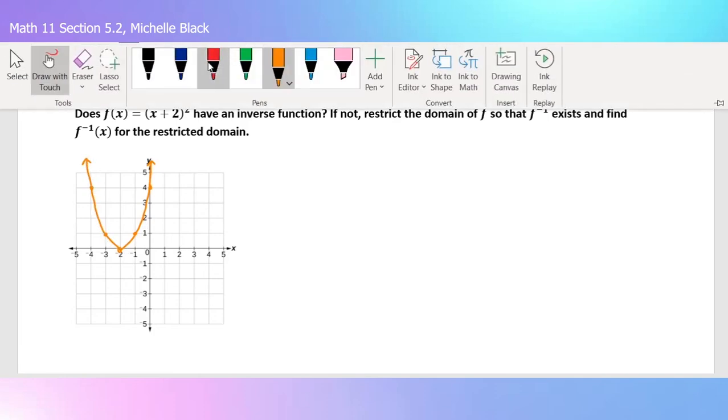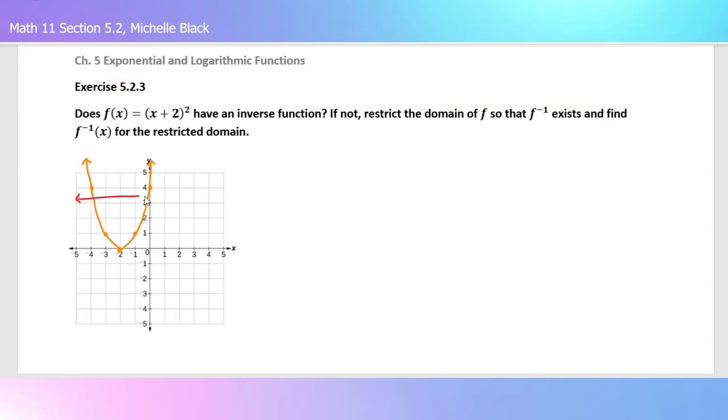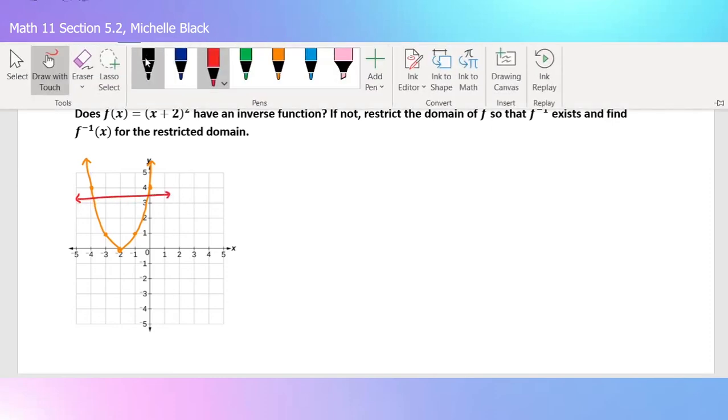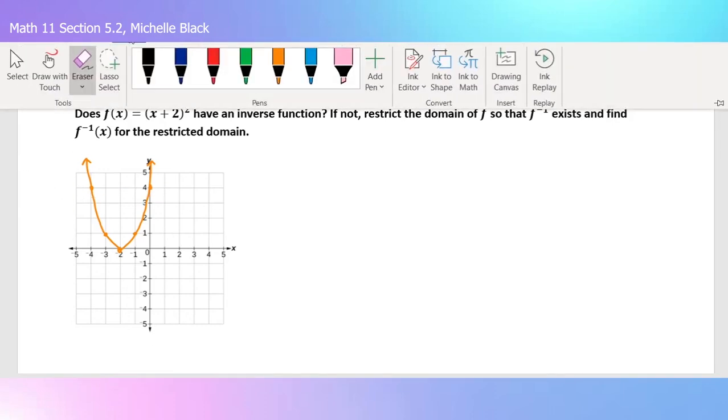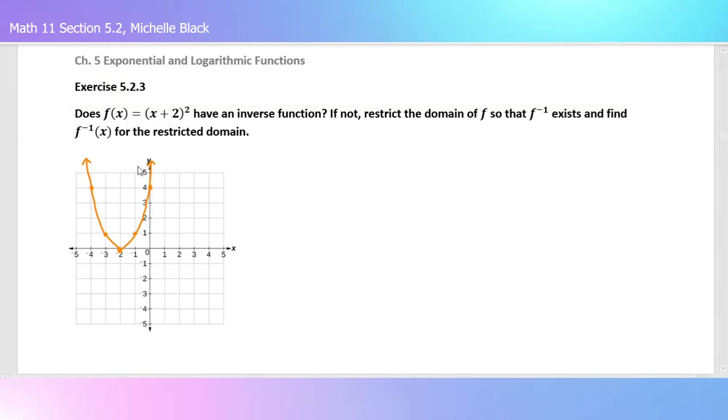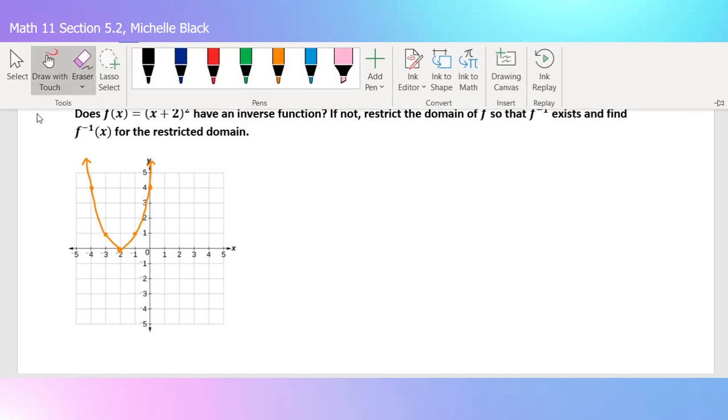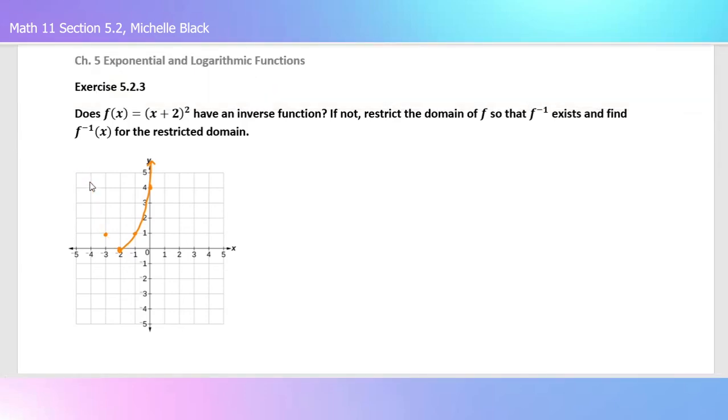And again, this is going to fail the horizontal line test right away. So this is not a one-to-one function. But the problem asks, can you restrict your domain of your graph or just look at a part of your graph so that you could find an inverse function? And wouldn't this graph be okay if I erased half of it? Like if I got rid of that? Now it's going to pass the horizontal line test.